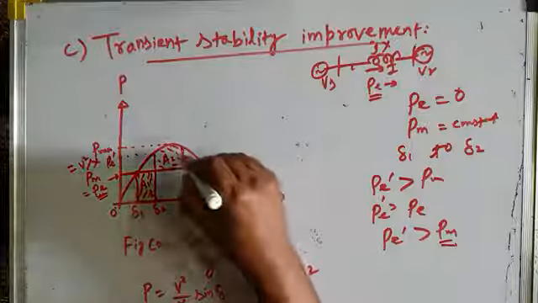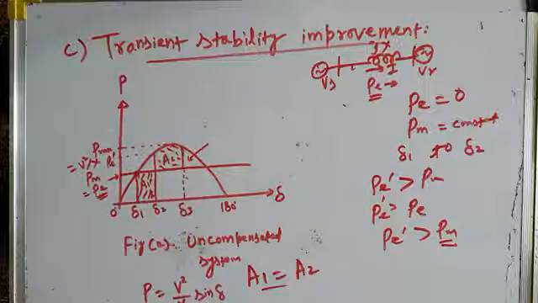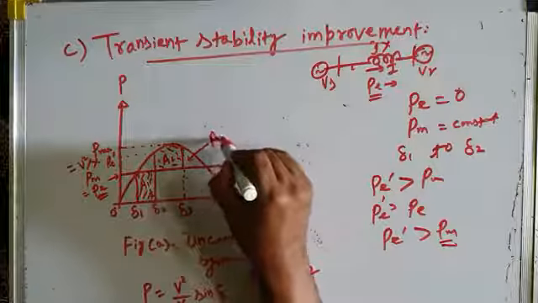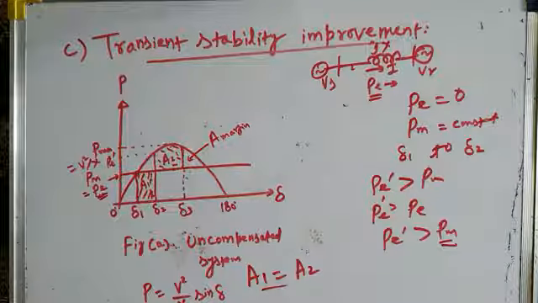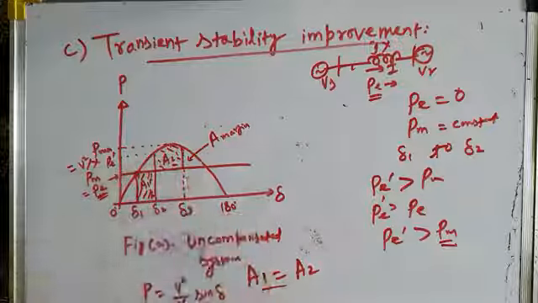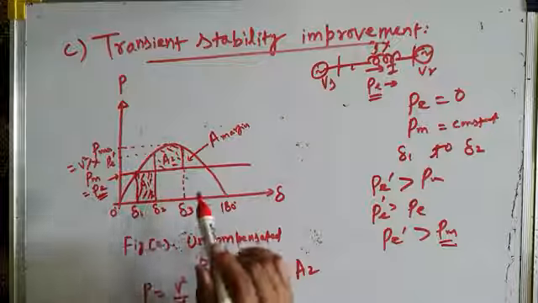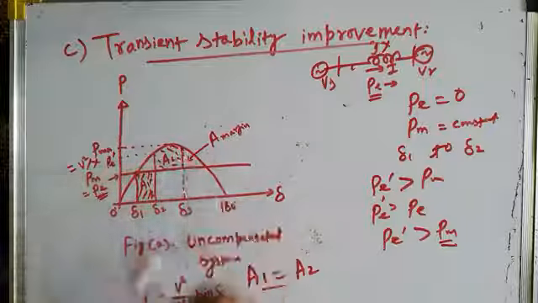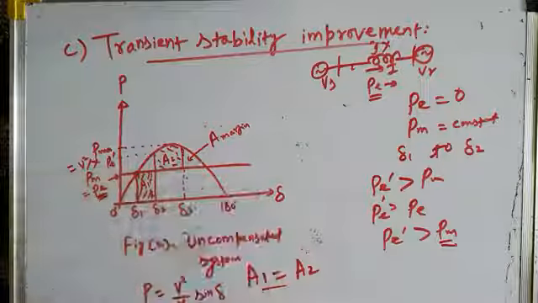So therefore this area which is left here is called the margin of stability. This is very important. Let us try to understand the importance of this margin of stability, which is this area.